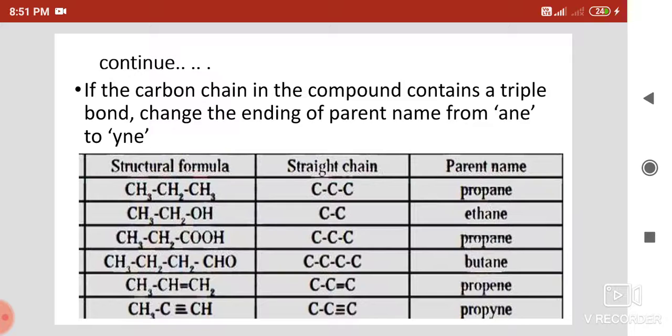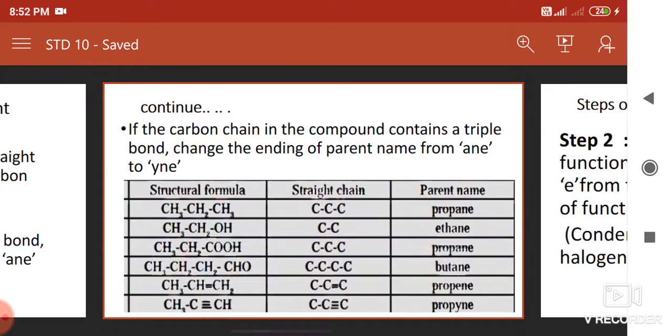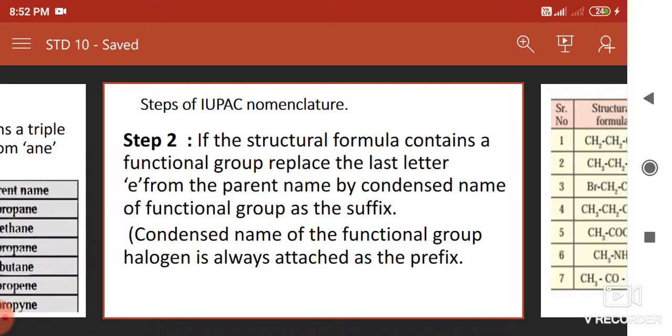Similarly, the fourth example is CH3CH2CH2CHO. 4 carbon atoms are there, so the parent name is butane, but CHO is the functional group, aldehyde. For aldehyde you have to replace this E by AL, so it will be butanal. Like this we can write the name of a compound containing a functional group. That time we replace the E by the functional group, which is used as a suffix.